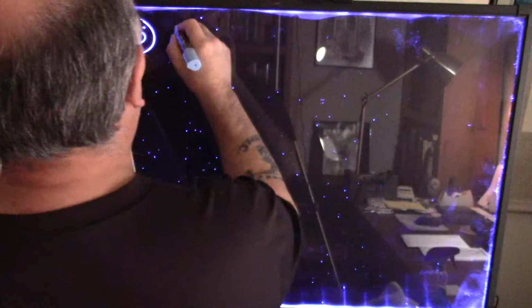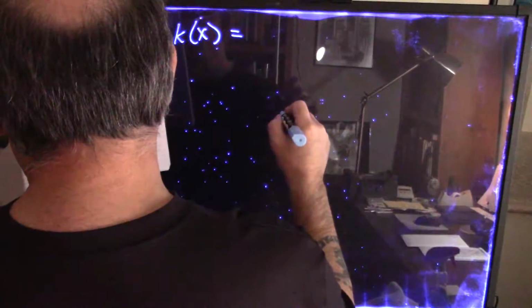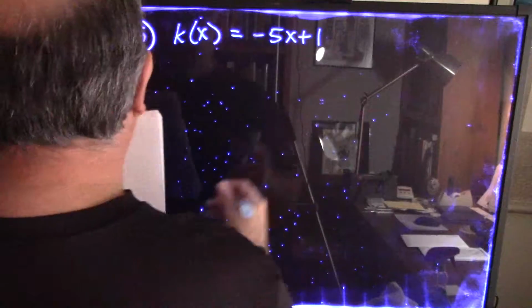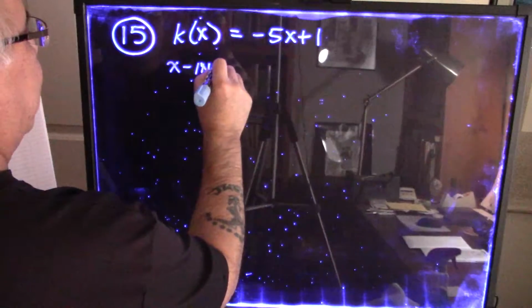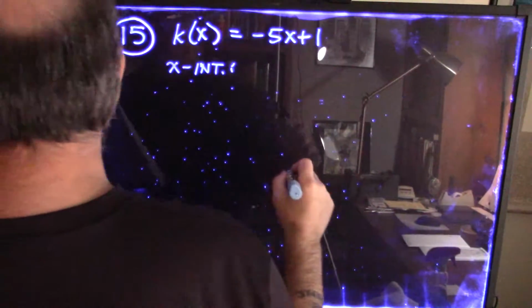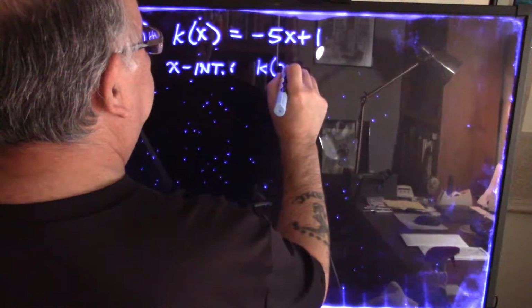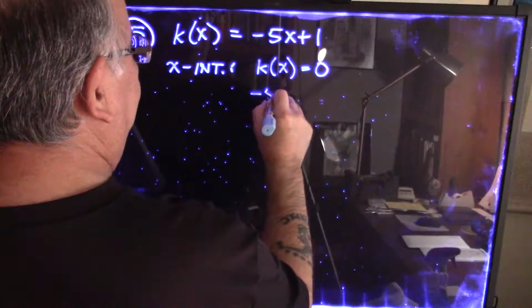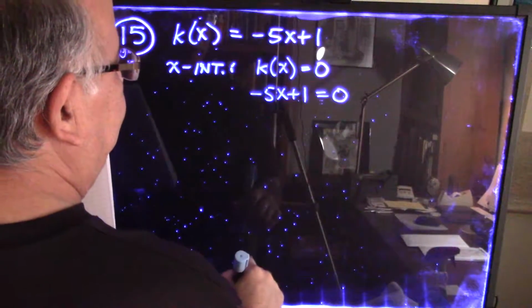Number 15, we have k of x is negative 5x plus 1. So let's deal with the x-intercept first. And so we want to set k of x equal to 0, or y equal to 0. So what is k of x? It's negative 5x plus 1, and set that equal to 0, and then you just solve for x.